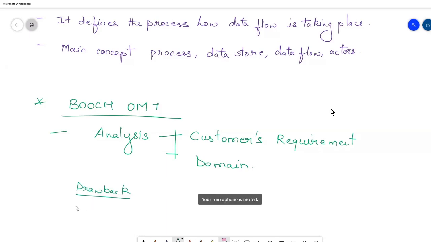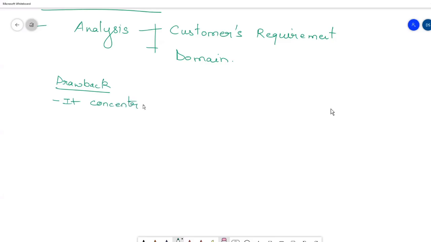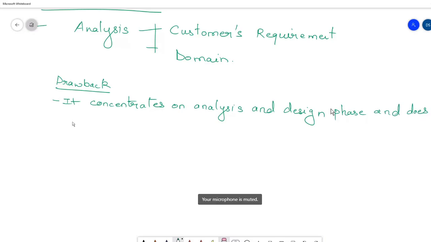It has a drawback that it only concentrates on analysis and design, and does not consider the implementation or testing phase.